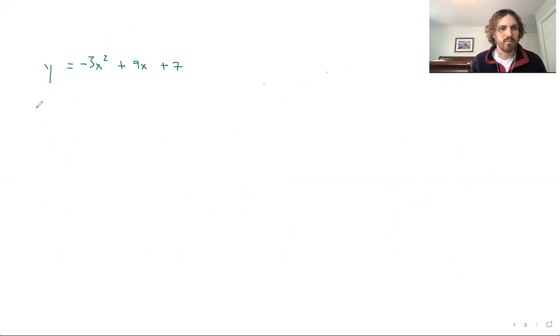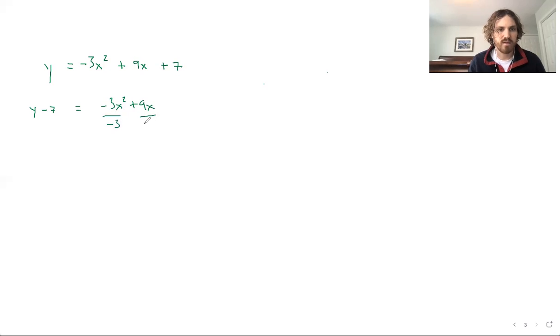Okay, step 1, subtract the 7. Y minus 7 is equal to -3x squared plus 9x. Step 2, see if your leading coefficient is 1. It's not. It's -3. That leading coefficient is the coefficient of x squared. It's the coefficient of the term with highest degree or highest exponent. So I need to divide by -3.